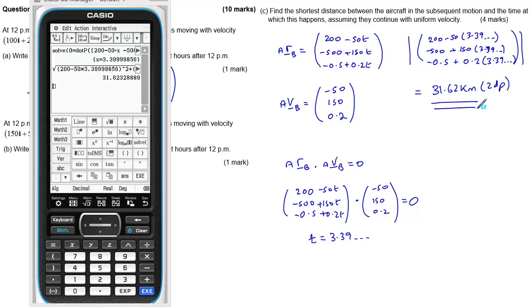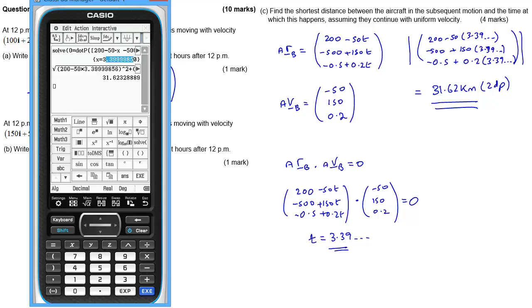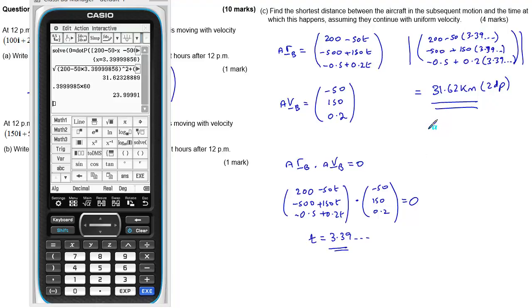Now, what time does that happen? So we started at 12 p.m. So what we need to know is the 0.399 and so on. Let's multiply that by 60, see how many minutes that is. So let's say that's 24 minutes. So we're going to say that it happens at 3:24 p.m.